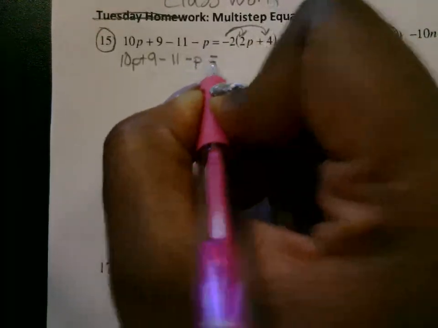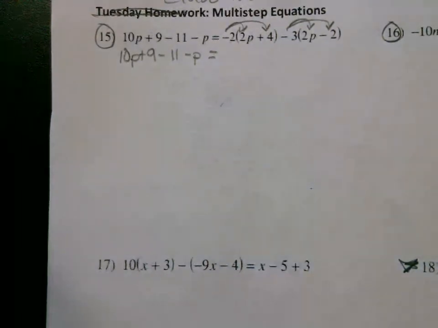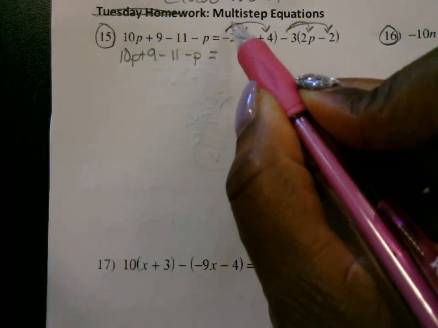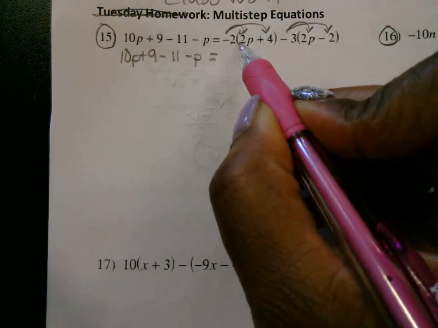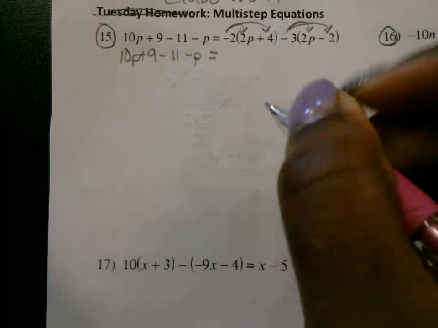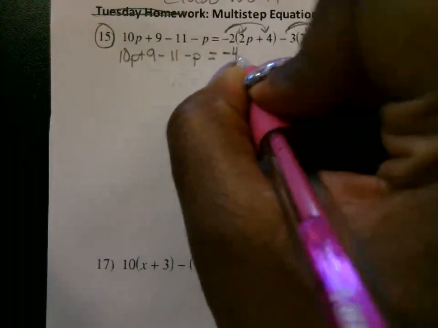Bring down the equal. So now we're going to multiply -2 times both numbers in the parentheses. What's -2 times a +2p? You have a calculator. -4. -4 what? P. Good job.